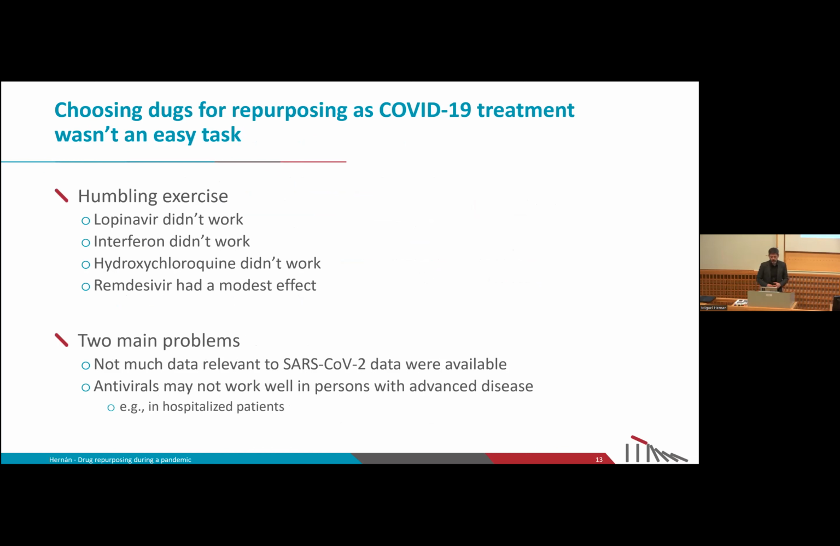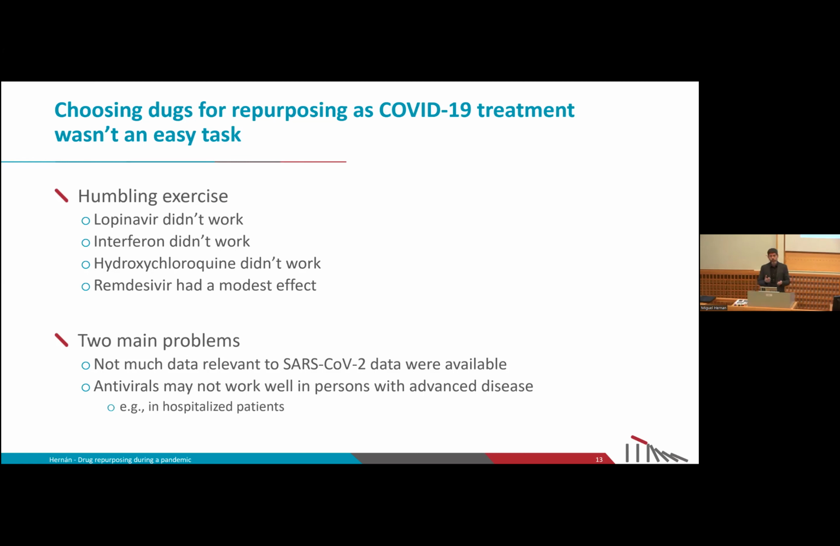So think about this now with the benefit of hindsight. We are 2 years later, and you see how humbling this exercise is. I mean, you are in a scientific advisory committee. You have to make a recommendation of which drugs to use. It wasn't easy based on the data that you have at the time. So in fact, after those decisions and the Solidarity trial is launched, of the 4 drugs that they tried, 3 didn't work, and 1 had a modest effect. So it's a very hard job.